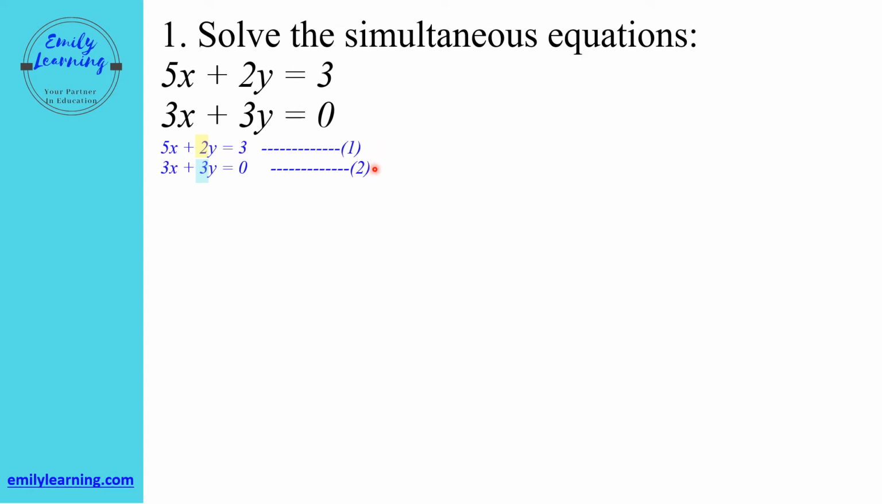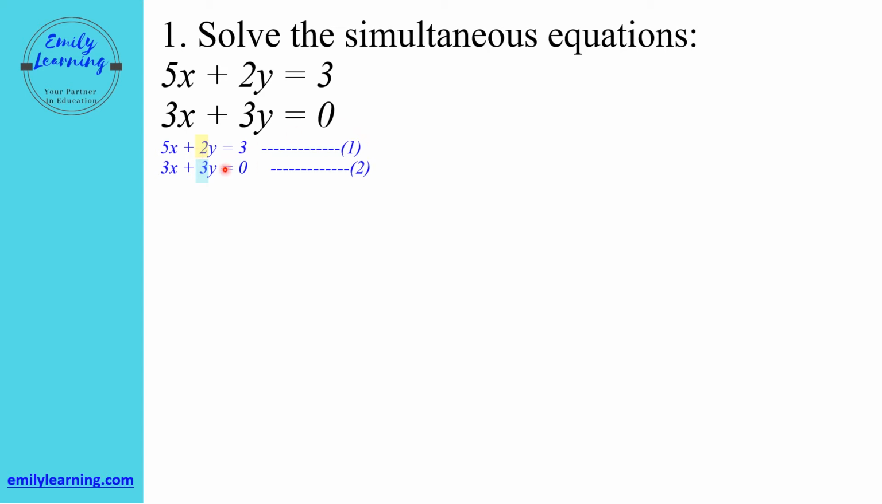Next, what you need to do is select which unknown you want to make common. You can make x the same or y the same. I prefer to make y the same because the coefficients of y are smaller. There is 2y in the first statement and 3y in the second statement. To make them the same, I just need to multiply the first statement by 3 and the second statement by 2. So you just take the coefficient of y in the first statement and multiply all the terms in the second statement by this coefficient.